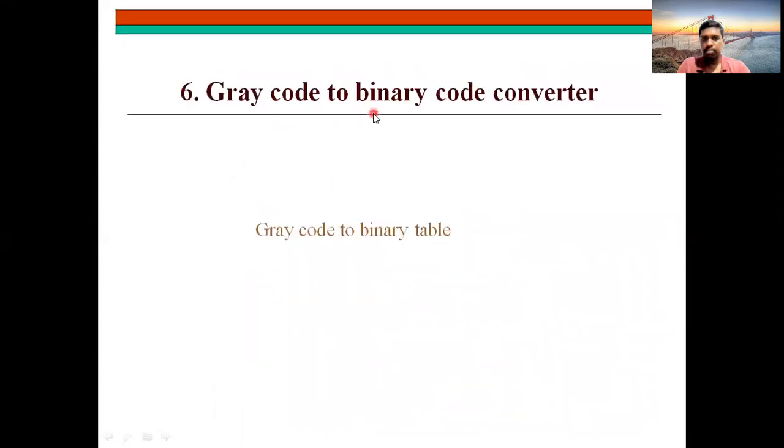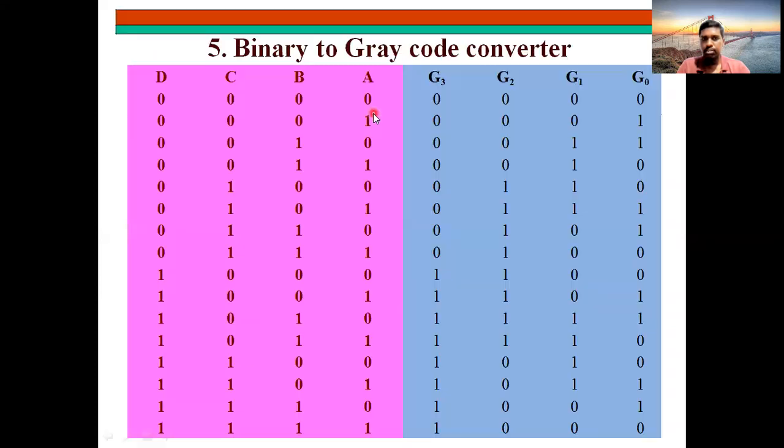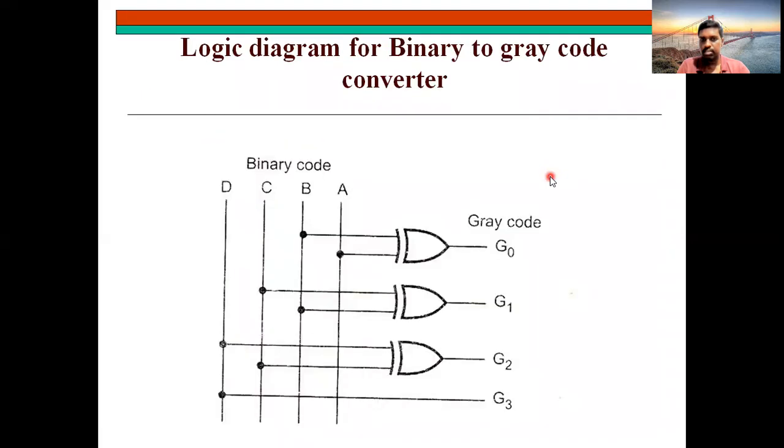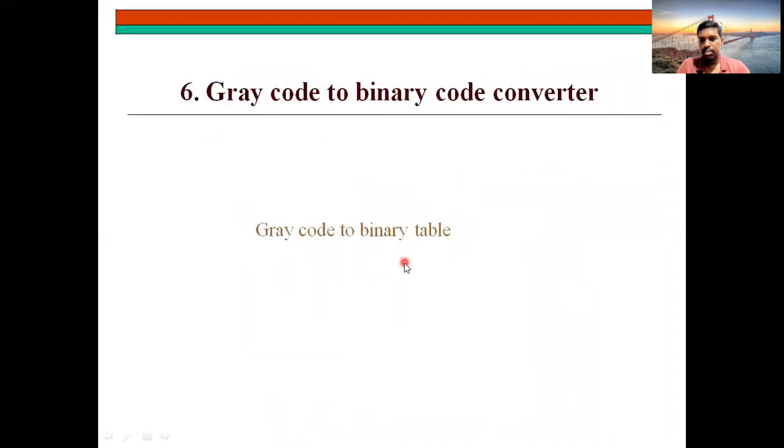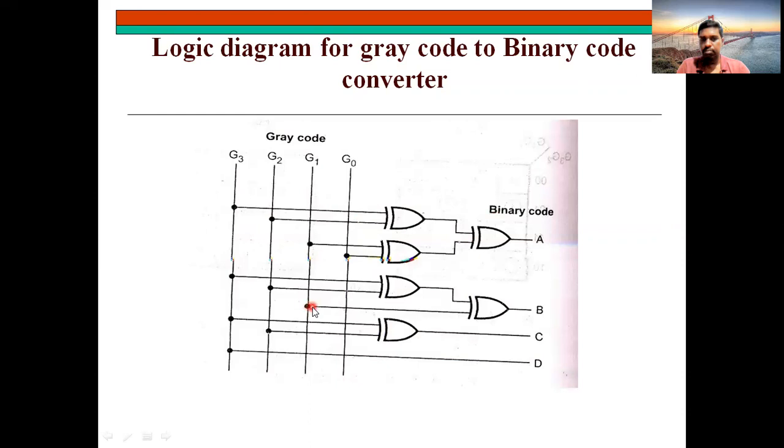So if you convert the previous table, this is the table now. Take all these values to this side, all these values to this side. Blue color values towards the left side, pink color values towards the right side. That will become the truth table for this. And this is the table. Find the K-maps and find out the answers, and you will get this as your table.